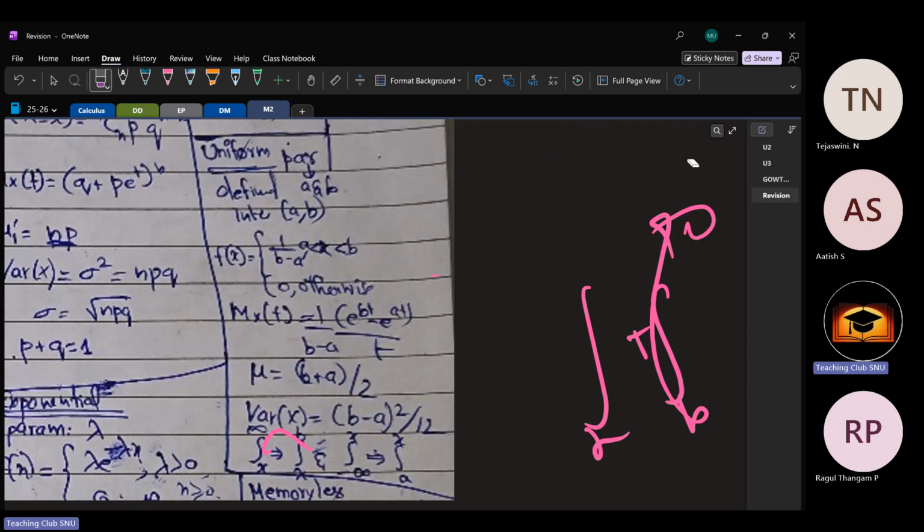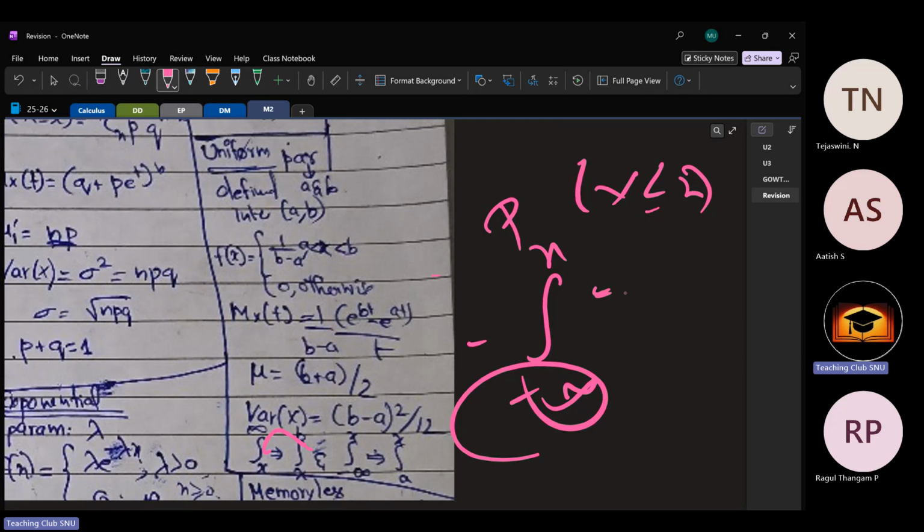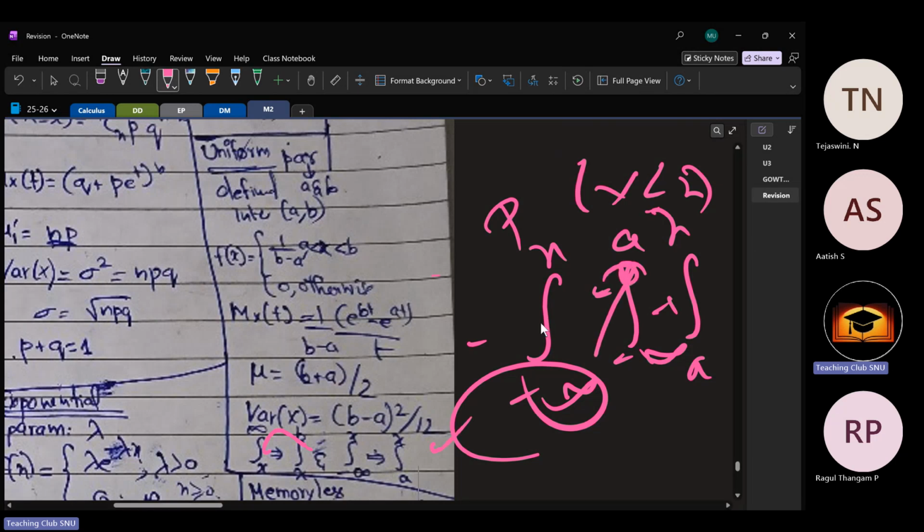Similarly, when you want to define probability of X less than or equal to x, it will be minus infinity till x, but minus infinity to x is not defined. So it will be split into minus infinity to A and A to x. Minus infinity to A will be 0. So A to x will only be there. Beautiful.